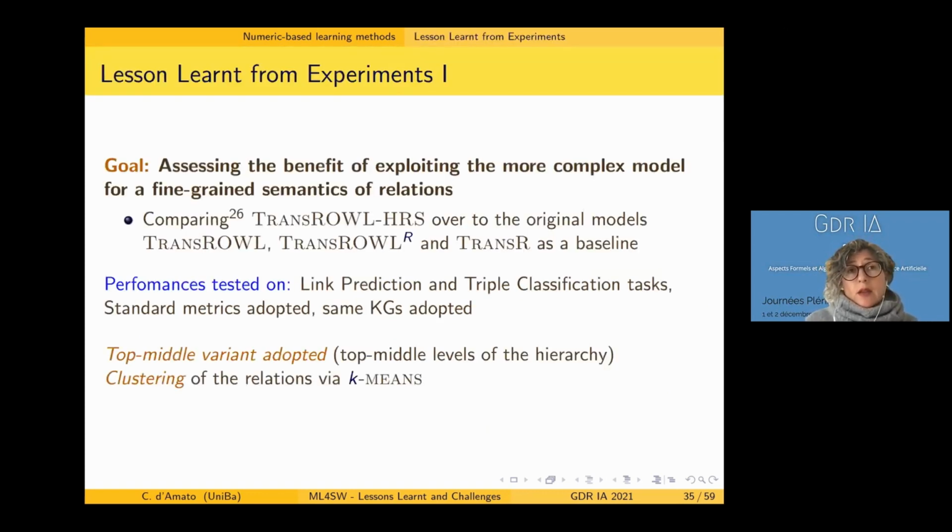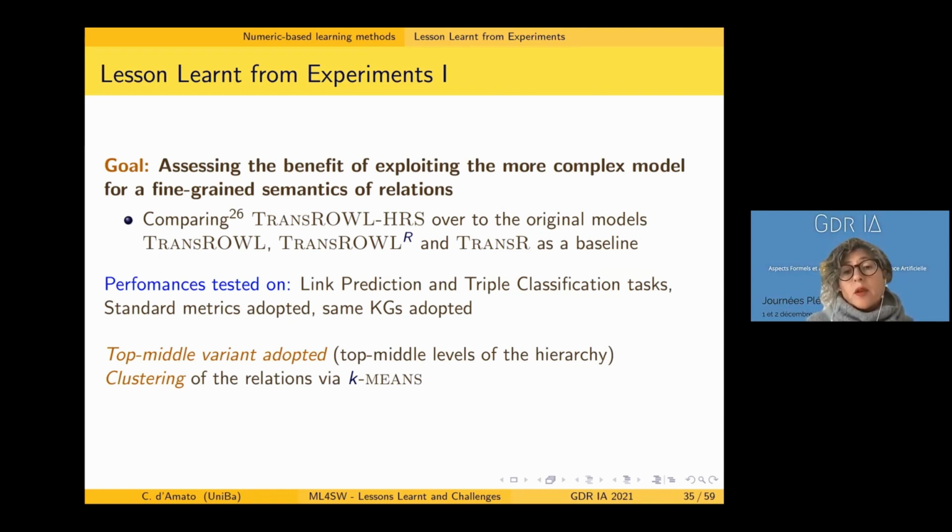We tested the developed model, which has been dubbed TransR-OWL-HRS, in order to assess the benefit of exploiting a more complex model enriched with a more fine-grained semantics of the relationship. And we compared TransR-OWL-HRS with the base models, those that registered the best performances in the previous experiments, that are TransR-OWL and TransR-OWL-R, jointly with the base model, which is TransR.